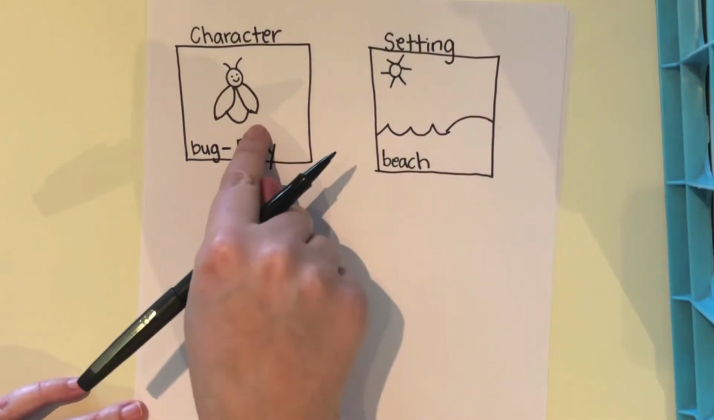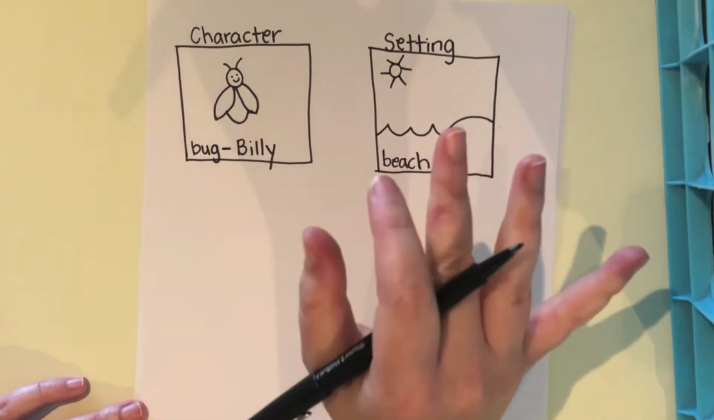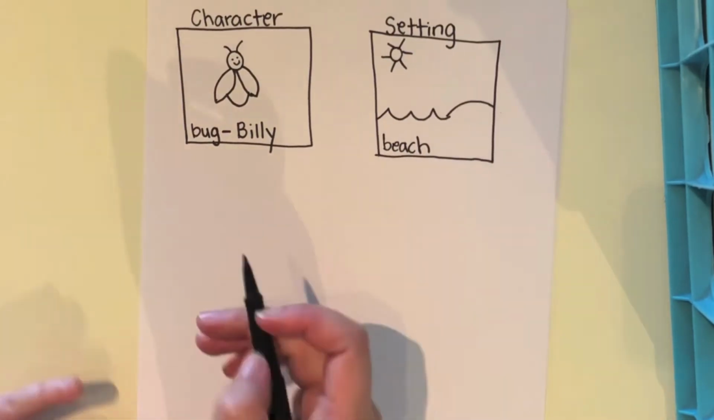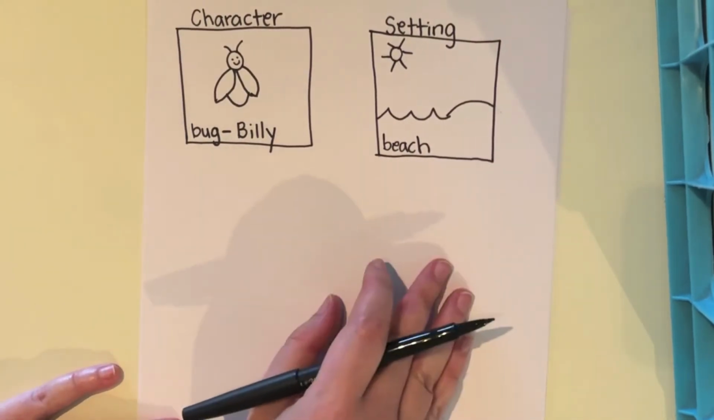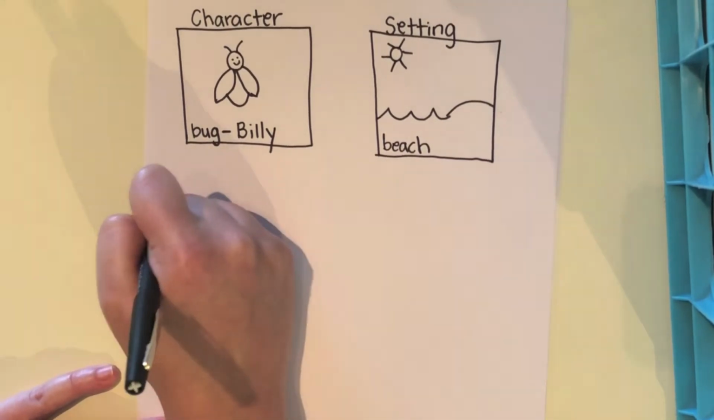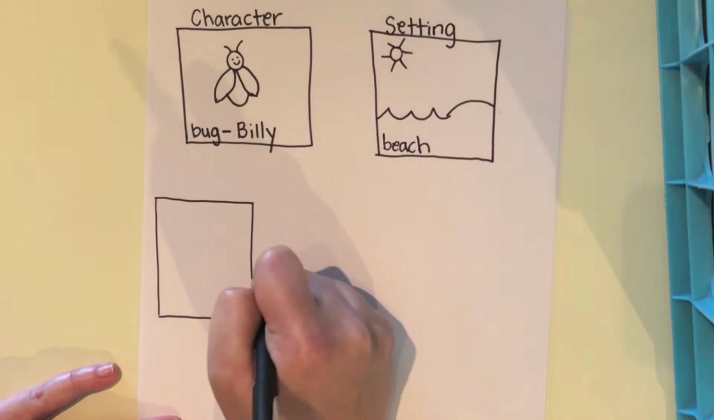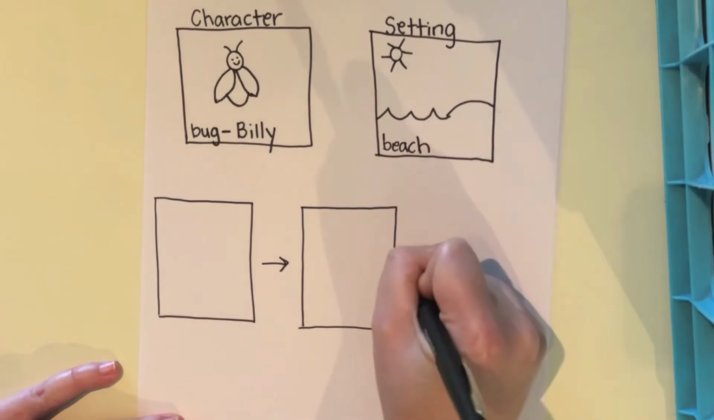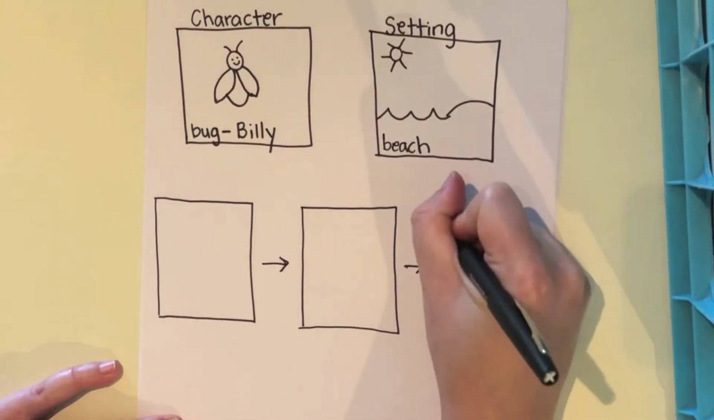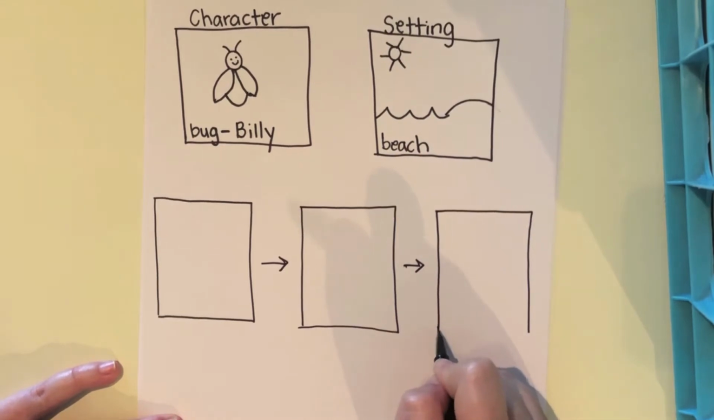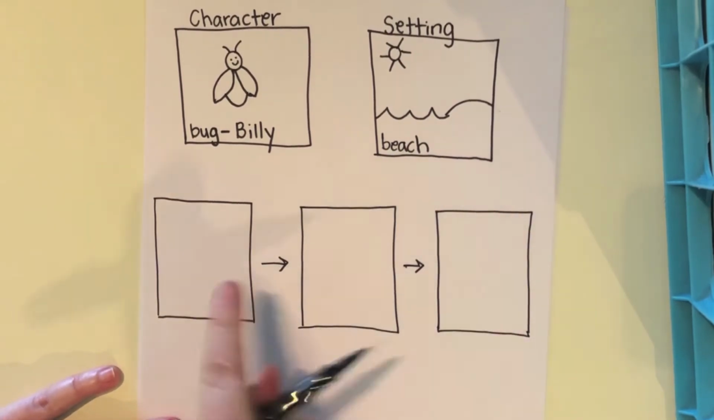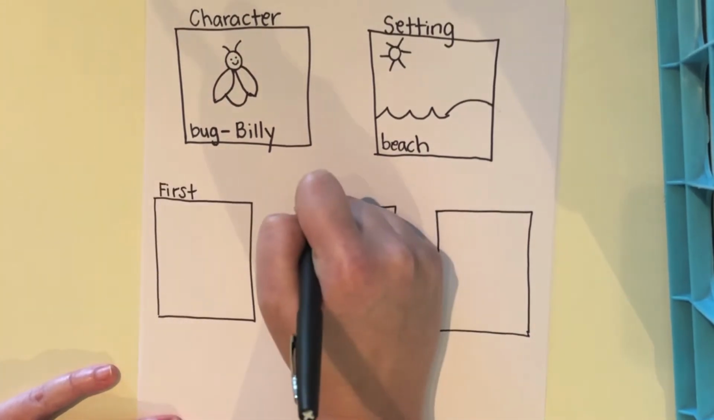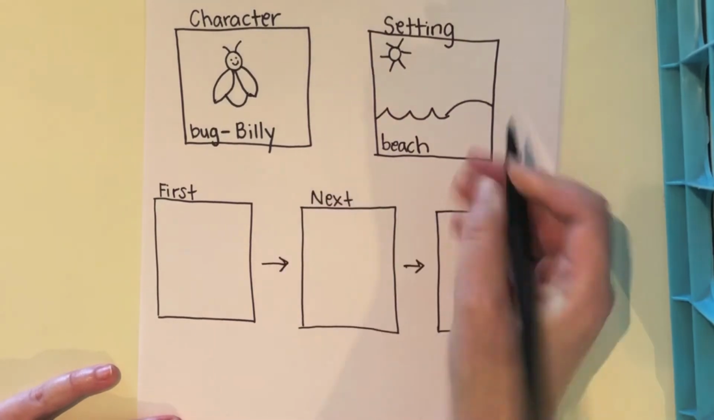Okay, now that we have our character and our setting, we need to think about what our story is going to be about. Now, when we make a story, we want to make sure that we have a beginning, a middle, and an end. So I'm going to go ahead and draw 3 boxes to show the beginning of the story, the middle of the story, and then the end of the story. Now, remember the transition words that we use to show beginning, middle, and end. We use the words first, next, and last.